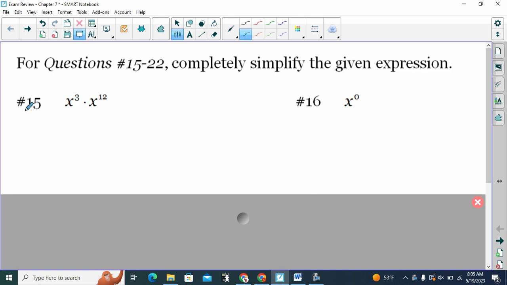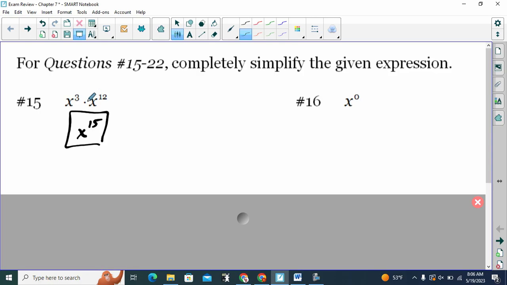Starting with number 15, it says x to the third times x to the 12th. We had a property that said when I multiply things that have the same base, we add their exponents. 3 plus 12 gives us 15. X to the 15th is correct.